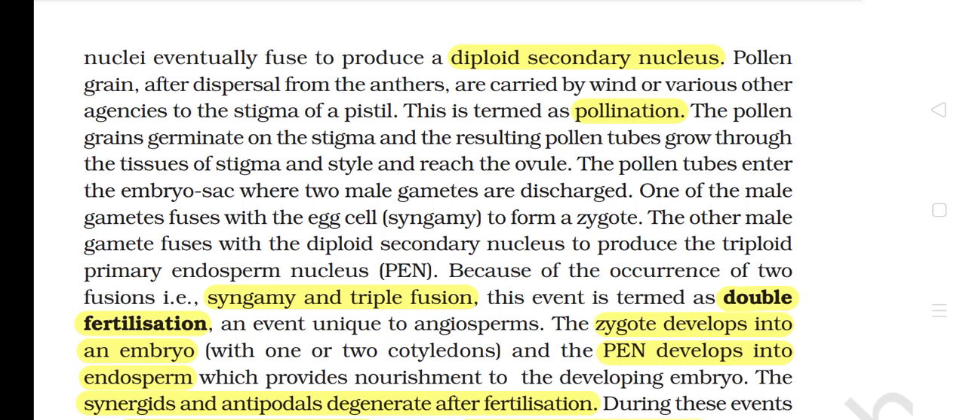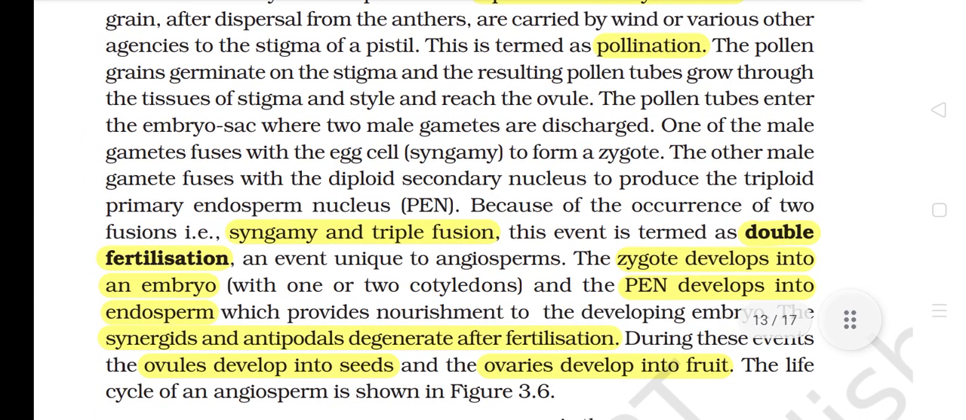Pollen grains after dispersal from the anthers are carried by wind or various other agencies to the stigma of a pistil. This is termed pollination. The pollen grains germinate on the stigma and the resulting pollen tubes grow through the tissues of the stigma and style and reach the ovule. The pollen tubes enter the embryo sac where 2 male gametes are discharged. One of the male gametes fuses with the egg cell, syngamy, to form a zygote. The other male gamete fuses with the diploid secondary nucleus to produce the triploid primary endosperm nucleus, PEN.